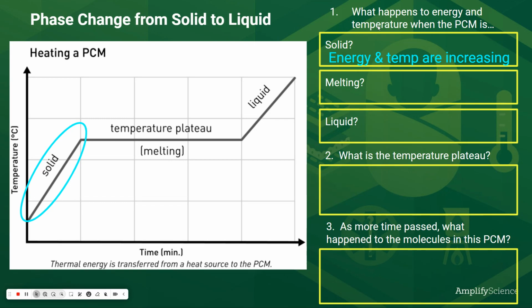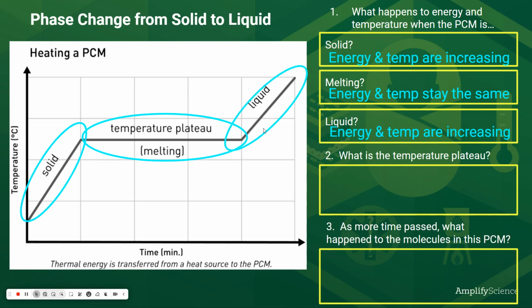Now, what happens to energy and temperature here where it's melting? Well, this is called a temperature plateau, right? And even if we don't know what that means, we can see what the temperature is doing over time. It's doing nothing, right? So during that melting portion, the energy and temperature are just staying the same. And then if we look at liquid for energy and temperature, we could see that now the graph is going to change again, and it's going to continue to increase. So for liquid, energy and temperature are increasing.